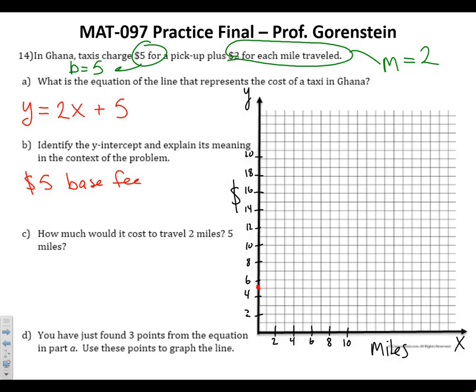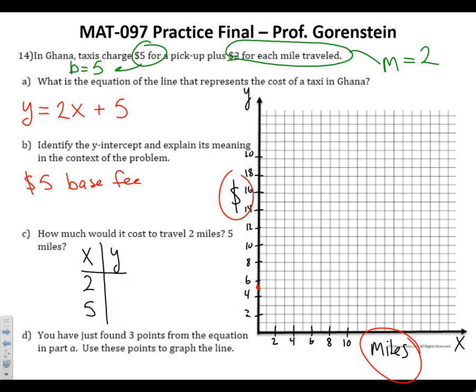Now in part C, how much would it cost you to travel 2 miles? How much would it cost you to travel 5 miles? Remember, miles is your x. So what is the cost? Cost is your y. So what is y when x is equal to 2? And what is y when x is equal to 5? So 2 separate questions here.